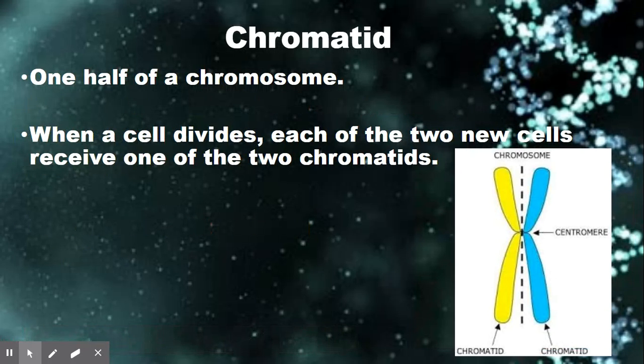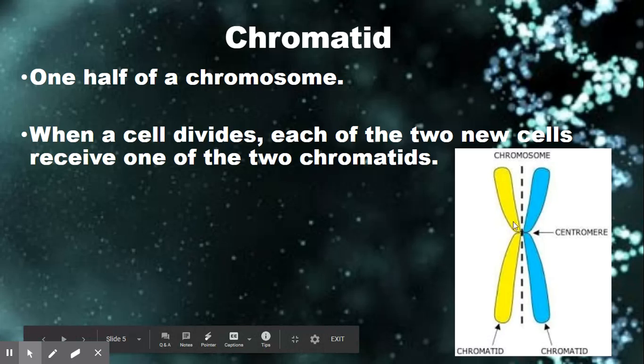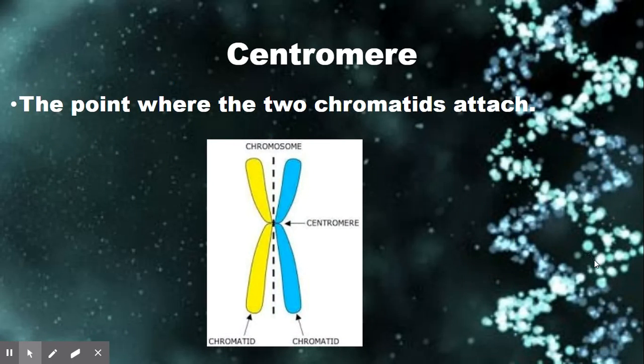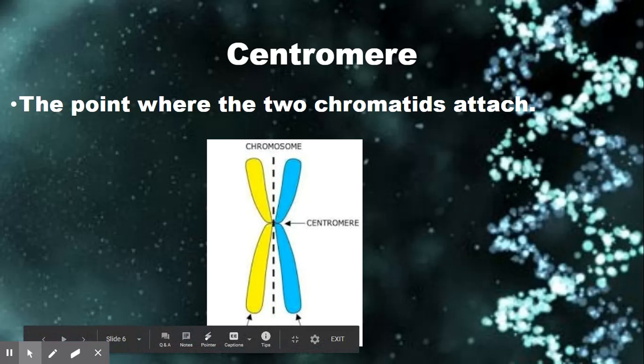One half of a chromosome is called a chromatid. We have a yellow half and a blue half on this one. When cells divide, that chromosome gets split in half, and one of the chromatids goes to half of the cell that's split, and then the other one goes to the other half. A centromere is that middle point where the two chromatids attach.